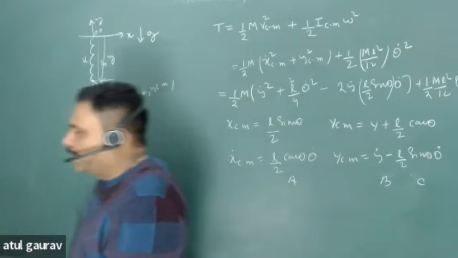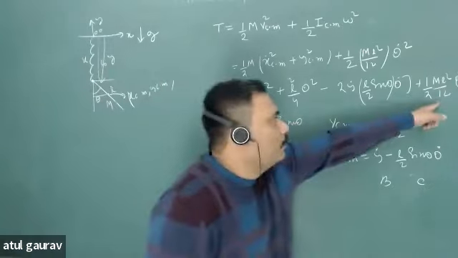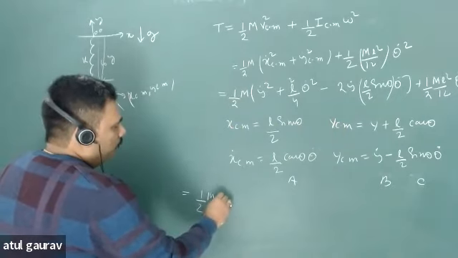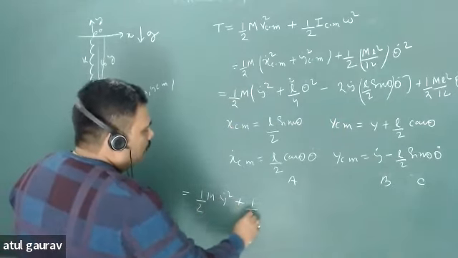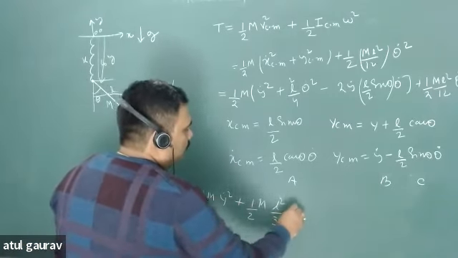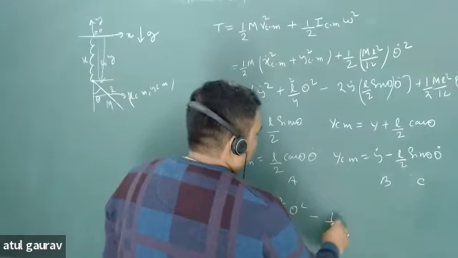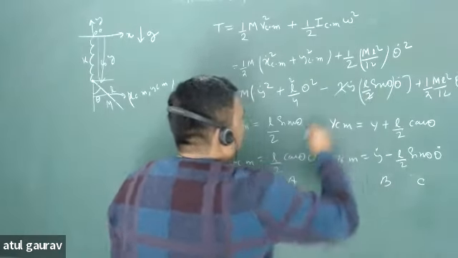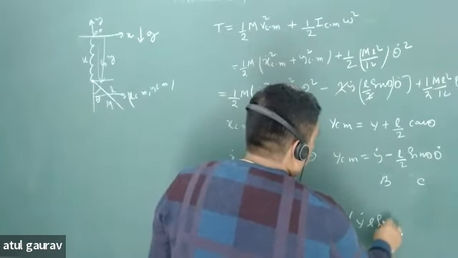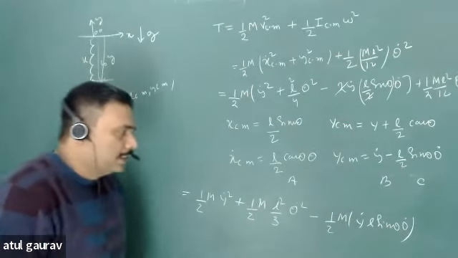Now look at this particular expression very carefully. Look at here. This term and this term are going to add. So I have half m y dot square plus half m L square by 3 theta dot square minus half m, this 2 and 2 will cancel out. So this value is equal to y dot L sine theta theta dot. Now look at this, this is your expression of kinetic energy.